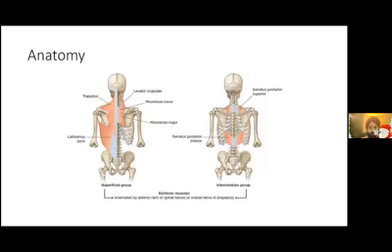Coming to the anatomy, we know that the back muscles we can divide into the extrinsic and intrinsic group of muscles. And among the extrinsic muscles, we see on the left screen, we start from the superficial group, that's the trapezius, the latissimus dorsi, levator scapulae, and the rhomboids. And on the right side, we see the intermediate group, which comprises mainly the serratus posterior superior and inferior.